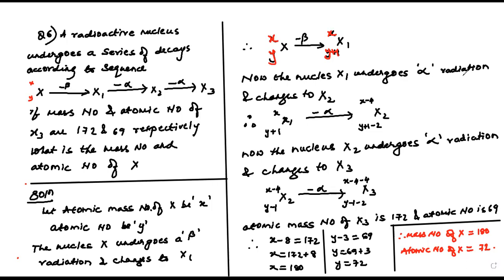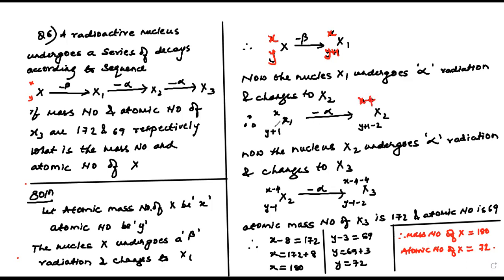Okay, when alpha radiation is given out, always remember the atomic mass number decreases by 4 and atomic number decreases by 2. So for this X1, the atomic mass number is X and the atomic number is Y plus 1. It gives out alpha radiation. So what will happen? The atomic mass number should decrease by 4. So this becomes X minus 4.